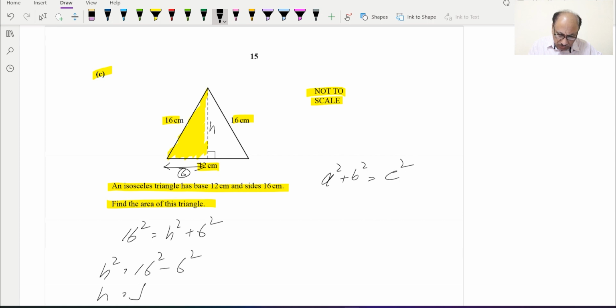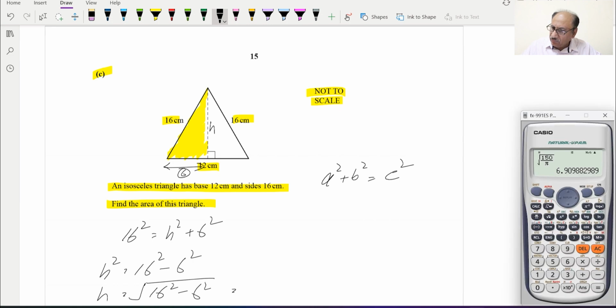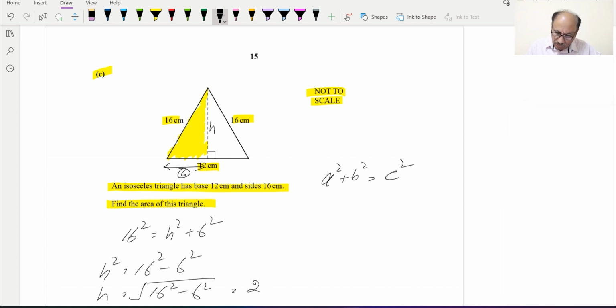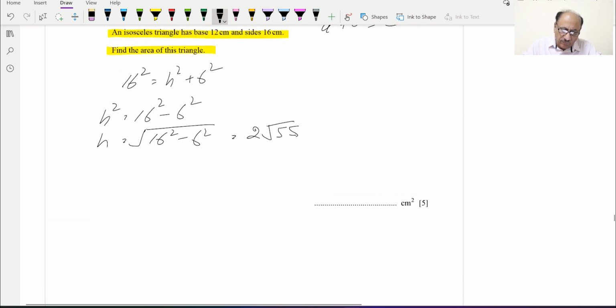H is equal to under root of 16 square minus 6 square, and this results in 2 under root of 55. So we found height h as 2 under root 55. Now we can find the area.